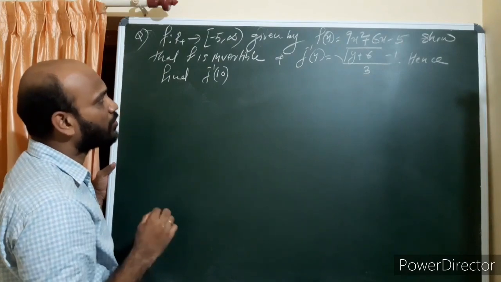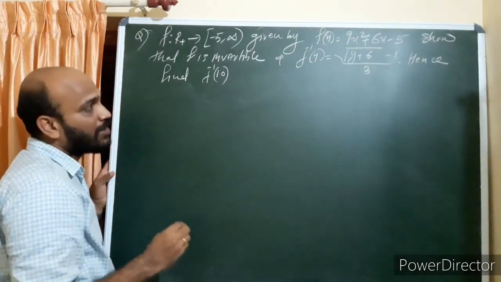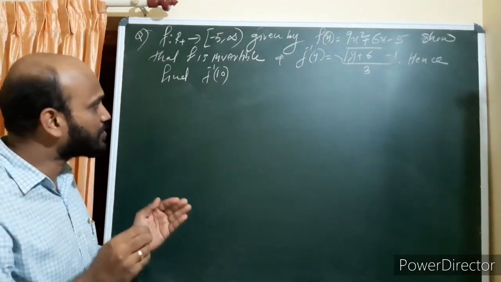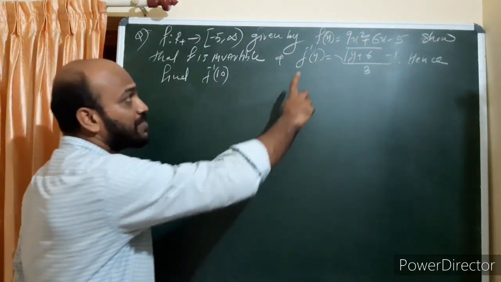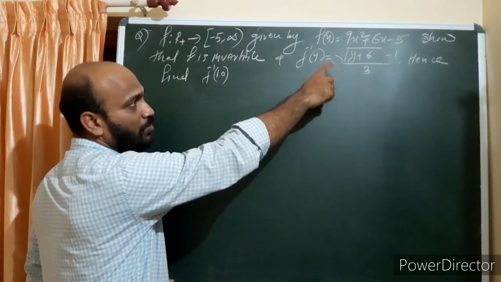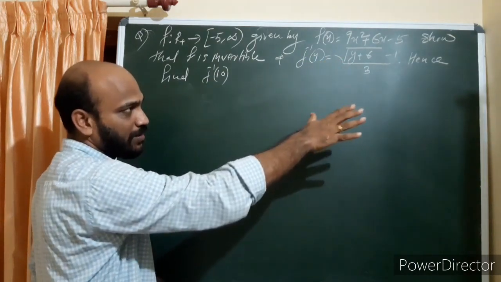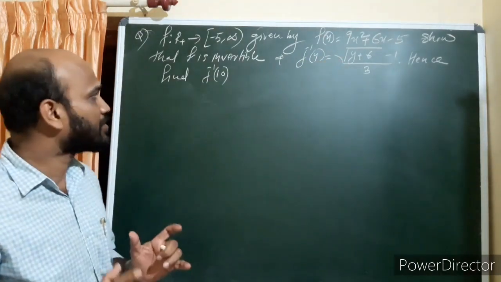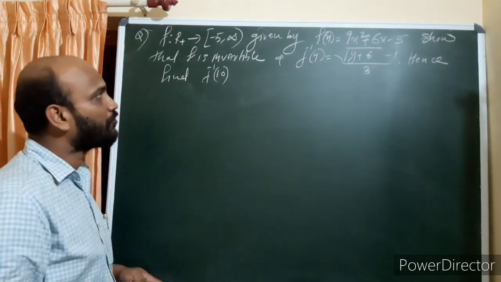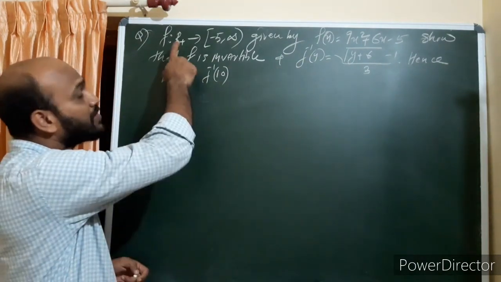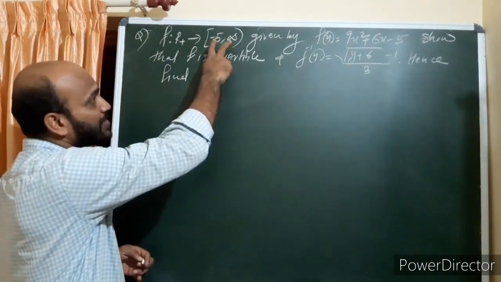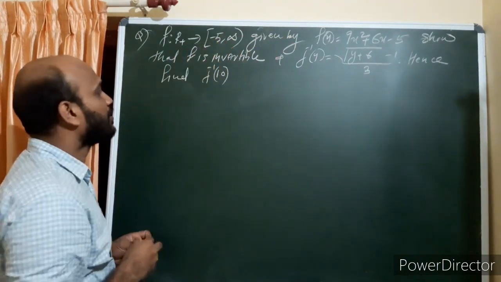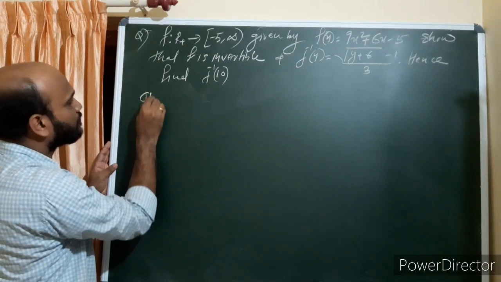So first you have to show that f is invertible. A function is invertible if it is 1-1 and onto. After that you have to show that its inverse is equal to (root of y plus 6 minus 1) by 3. After that one sub question is there. You have to find f inverse of 10. Here the domain is R plus, all positive real numbers. This one is the range of the function. Okay. So 1-1.